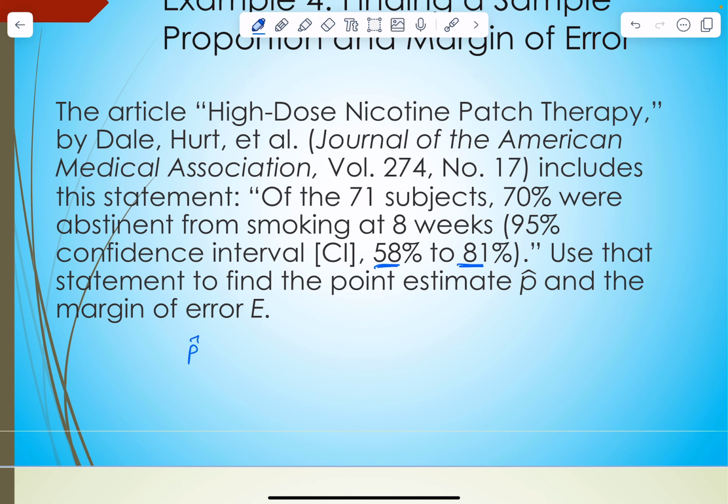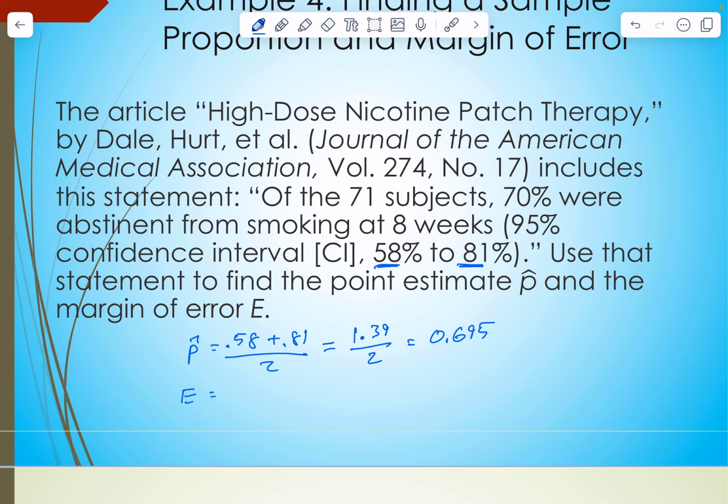All right, well, p hat is going to be the average of the two endpoints. So that's 0.58 plus 0.81 over 2. And that's going to equal 1.39 over 2. 1.39 over 2 is 0.695, about 69.5%.